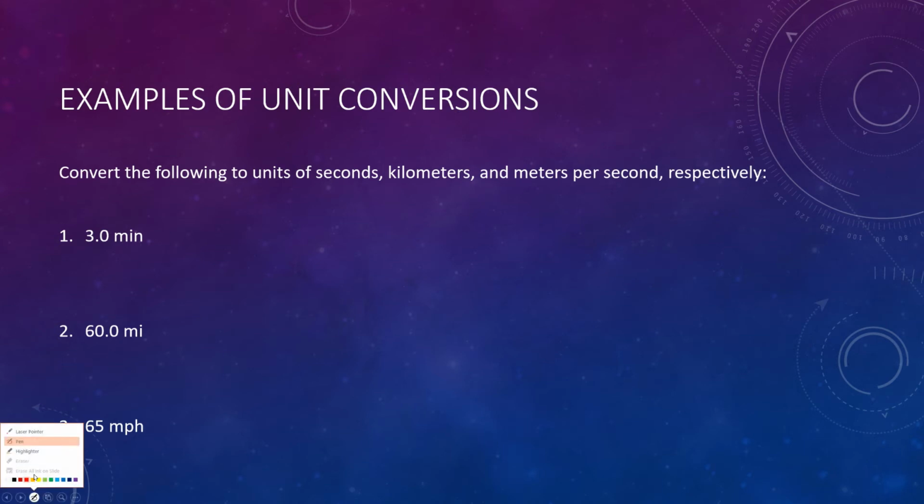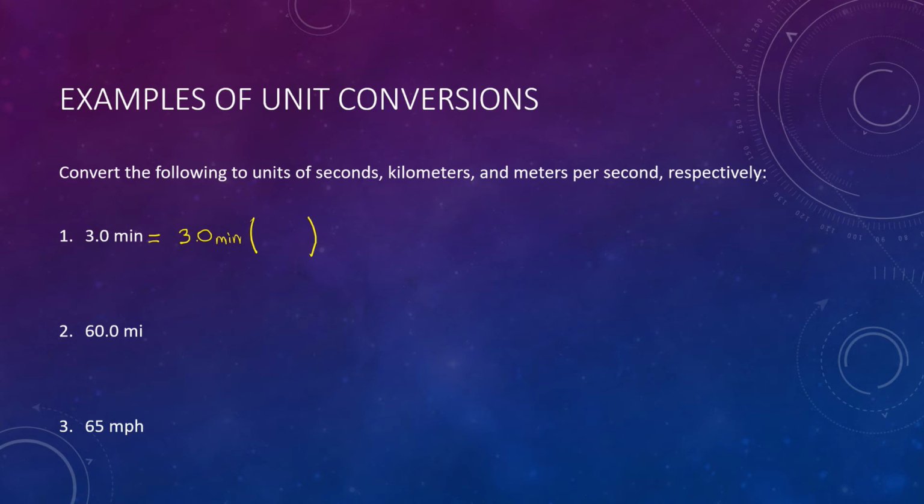So let's begin with number 1. We start with a value of 3 minutes, and we are told to convert this to seconds. So you begin by writing your number. It seems weird, but write it again. So we have 3 minutes. Okay, that's step 1. Start with the quantity you want to convert. Step 2 said to multiply by the appropriate conversion factor. So we're going to multiply this by some conversion factor.